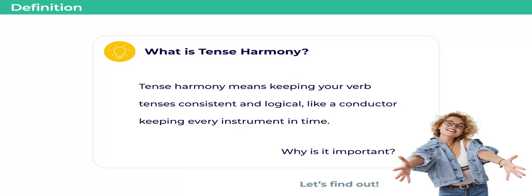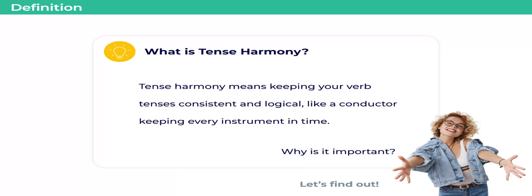So definition. What is tense harmony? Tense harmony means keeping your verb tenses consistent and logical, like a conductor keeping every instrument in time.